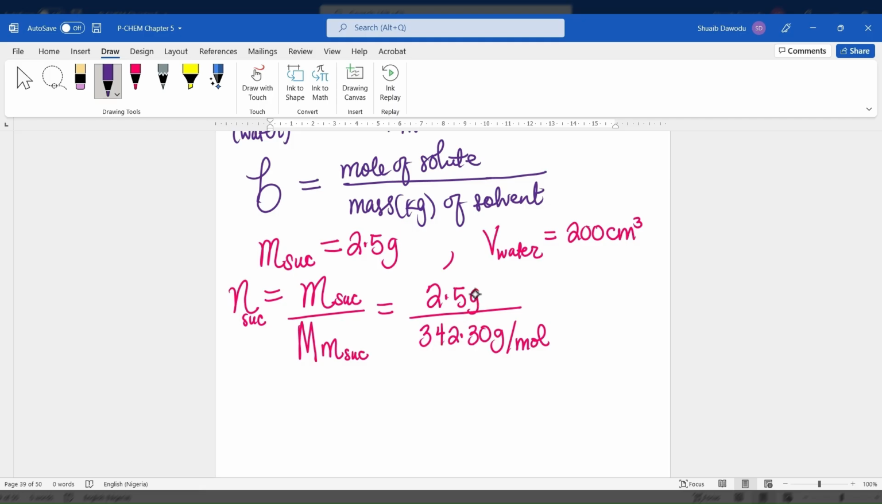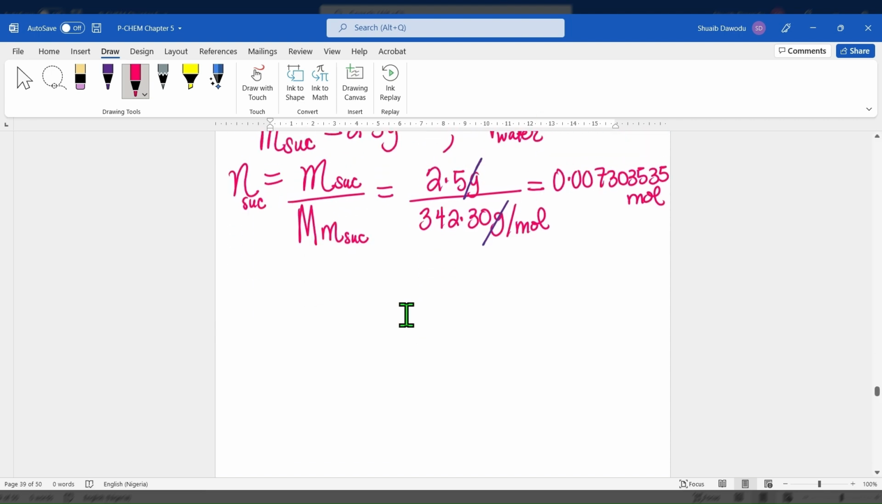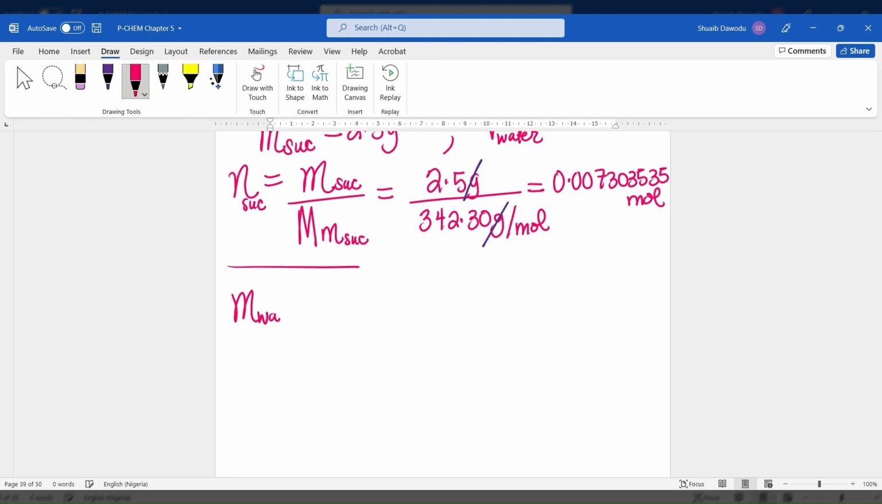The molar mass of sucrose is simply 342.30 gram per mole. So you cancel out the grams, then you have 2.5 divided by 342.30. When you do that in your calculator, you end up getting 0.007303535 mole. So we have successfully determined the number of moles of sucrose. So this is done. Now we have to determine the mass of solvent in kilograms. So basically, the mass of water in kilograms. So what is the mass of water in kilograms?